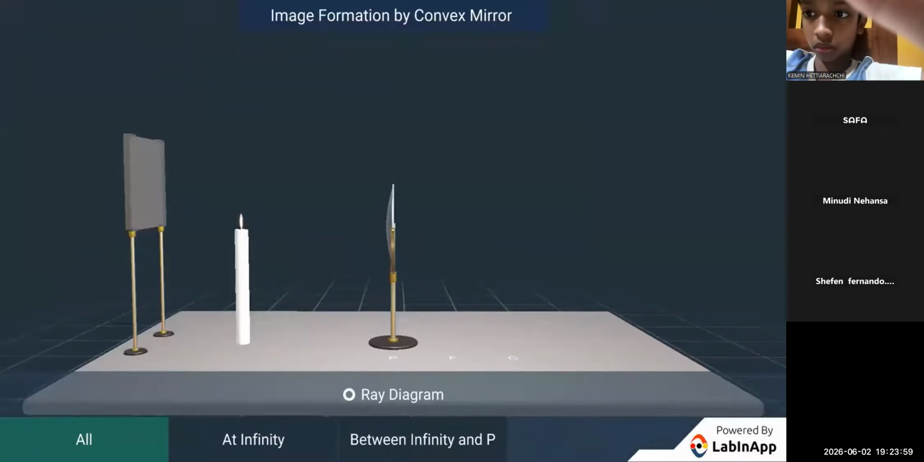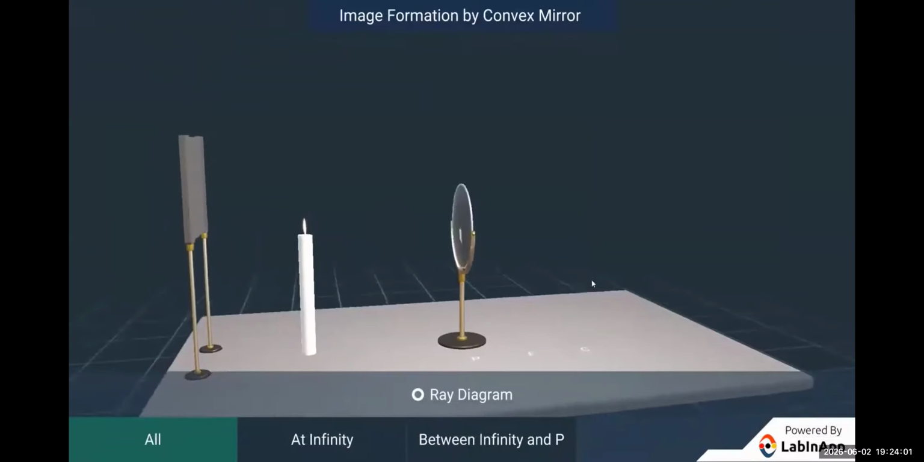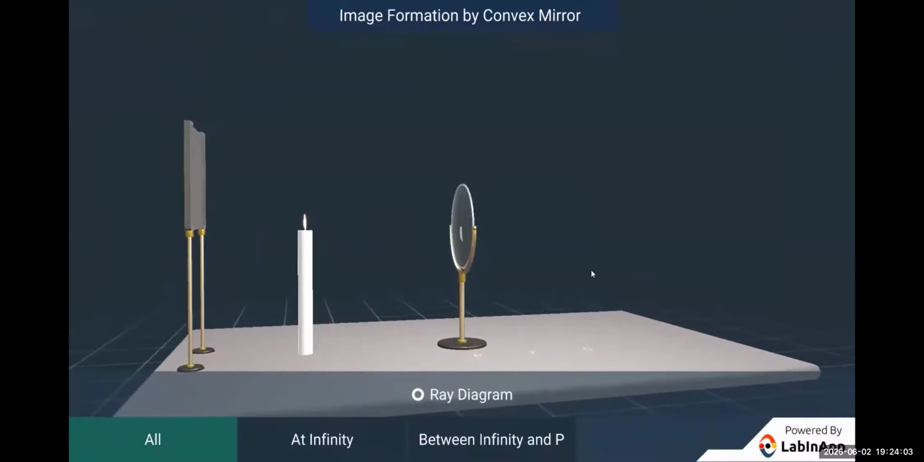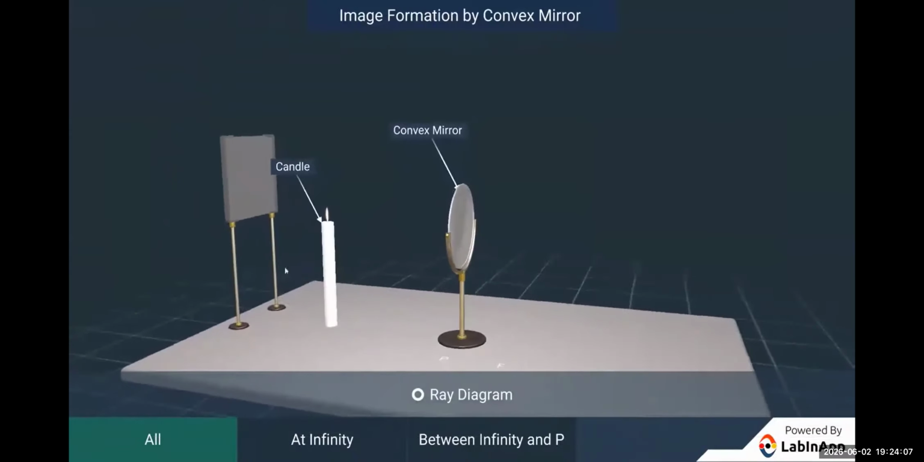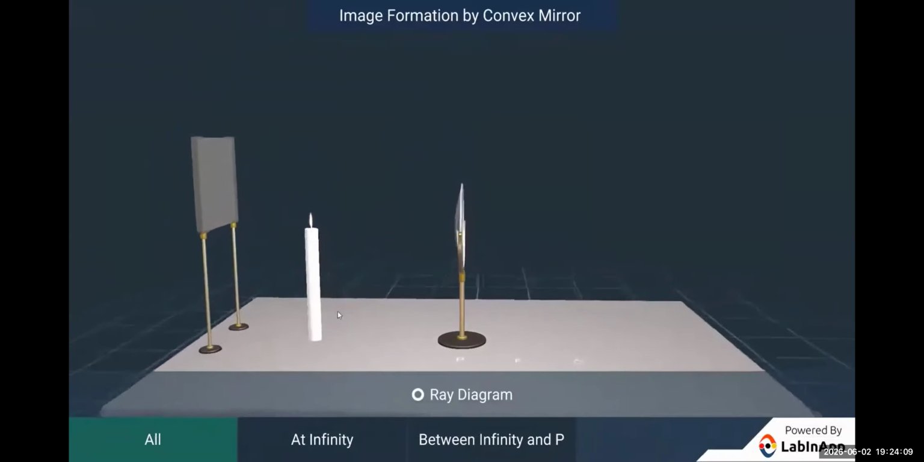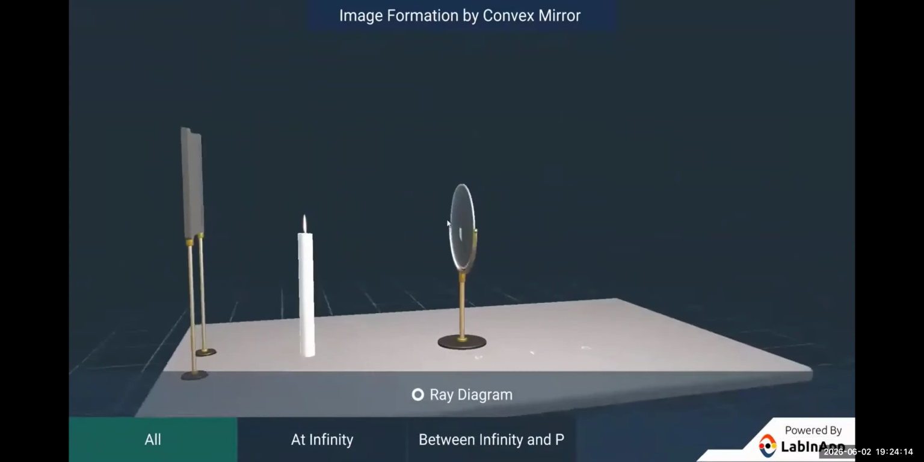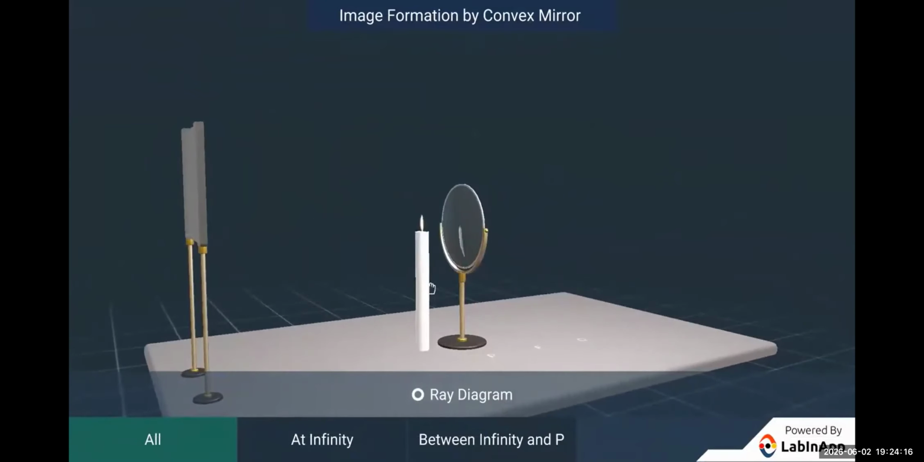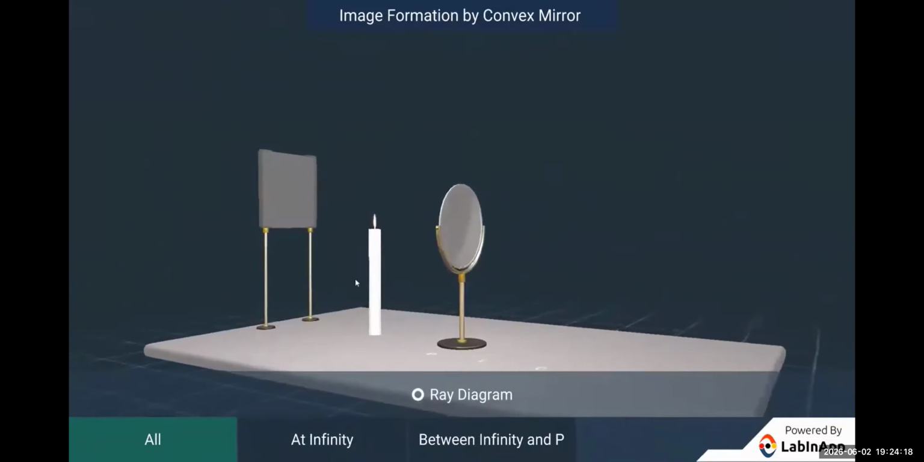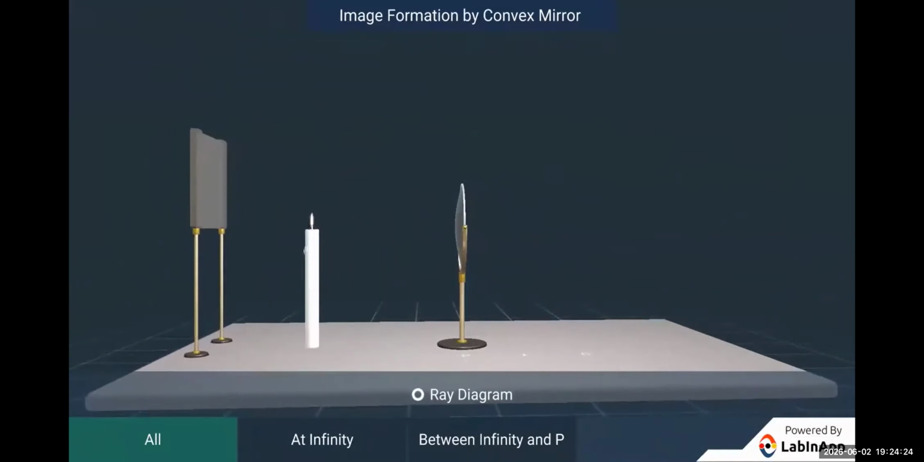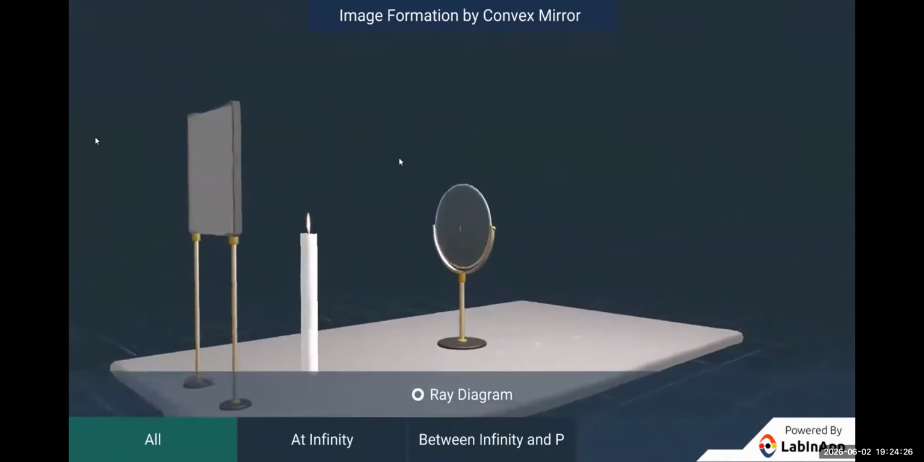Let's study the image formation of a convex mirror for different positions of the object from it. A convex mirror, a candle, and a paper screen to capture the image are kept on a horizontal surface as shown. Move the candle and observe the image in the mirror and on the screen. We can see that the image is not formed on the screen, thus it is a virtual image. The image of the candle is formed in the mirror.